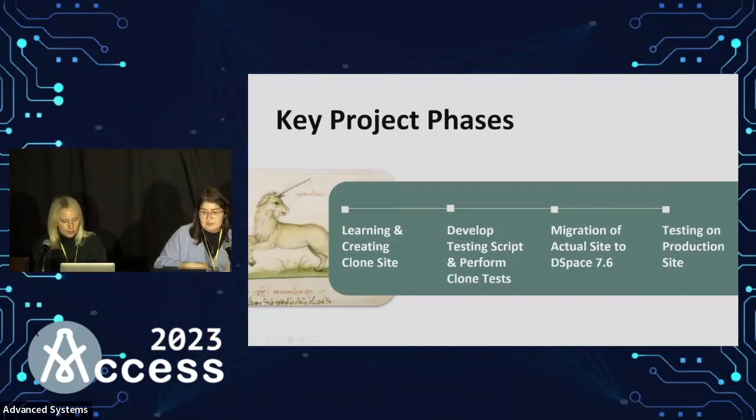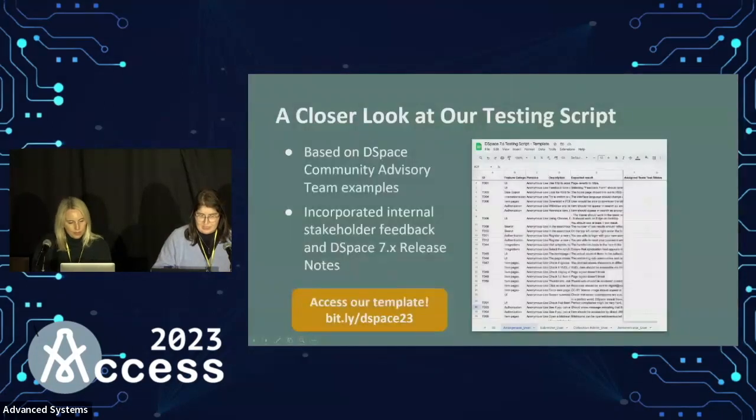Then I developed a testing script, and we wanted to make sure we were performing tests on the clone site. Then we would migrate the actual site to DSpace 7.6. And obviously, we did testing on the production site once we migrated as well.